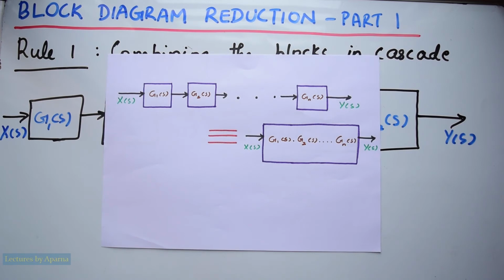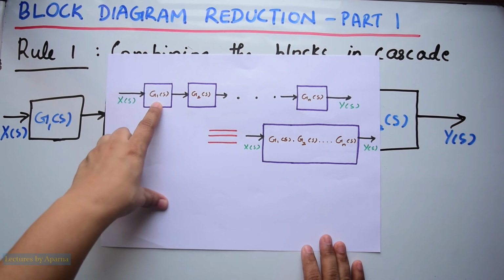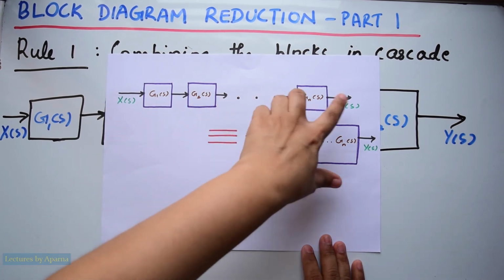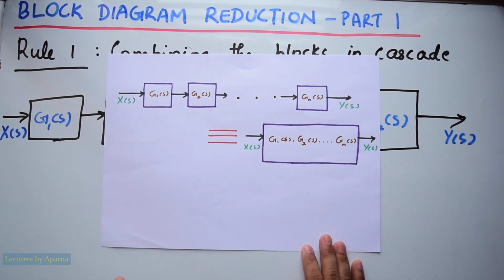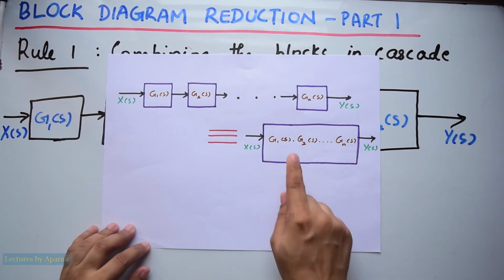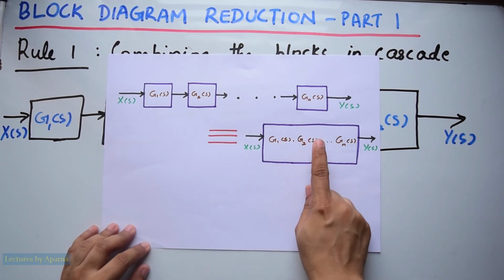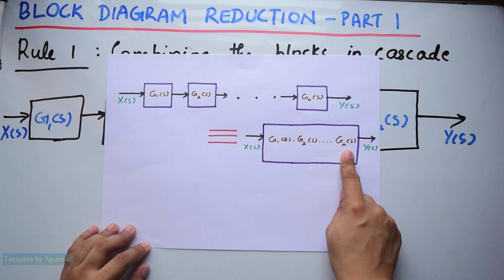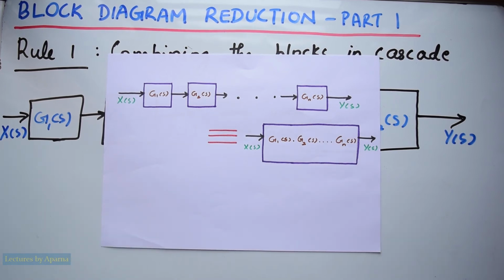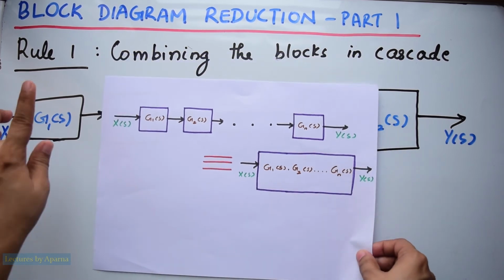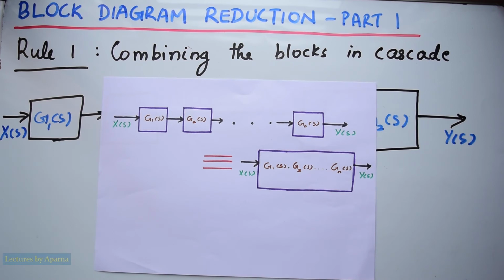Similarly, if there are n blocks in cascade, they can be represented as a single block, which will be the product of transfer functions of all those n blocks. That is, G1 of S, G2 of S up to Gn of S in cascade can be reduced into a single block G1 of S into G2 of S up to Gn of S. So this is the general form of rule number 1. Now let's see rule number 2.